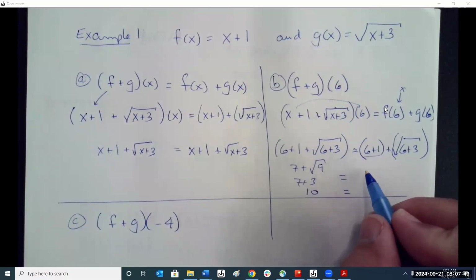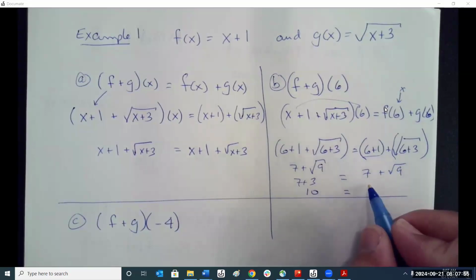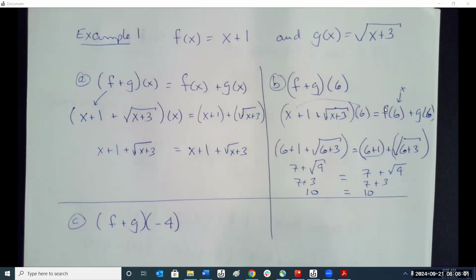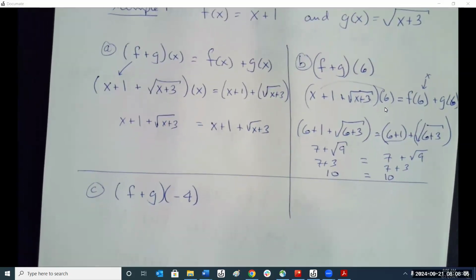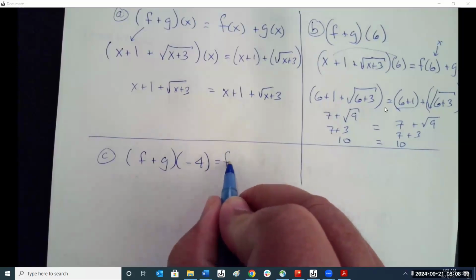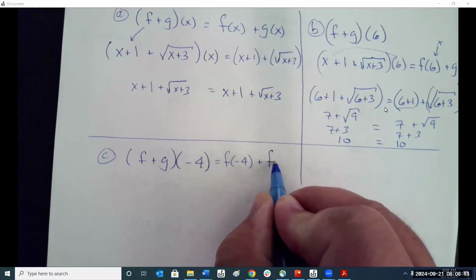Likewise here, 6 plus 1 is 7. 6 plus 3 is 9. So we got 7 plus 3, which is 10. And it works. So you can choose whatever method you want to do, you can choose your own way, whatever's easier for you. Likewise, this next one, we can do it either way.